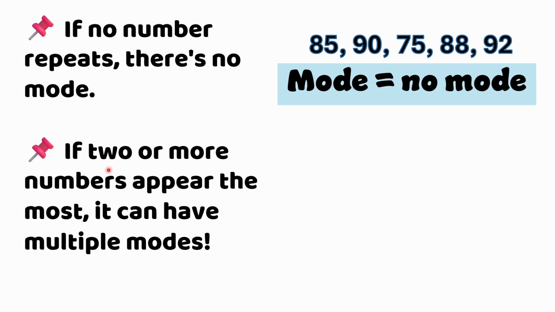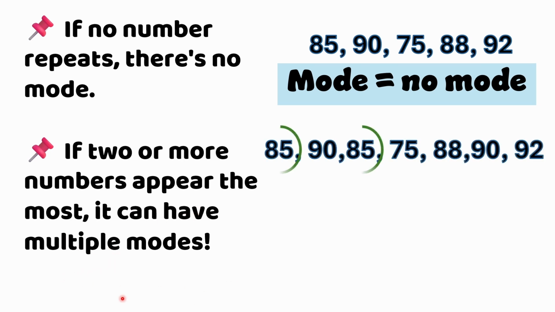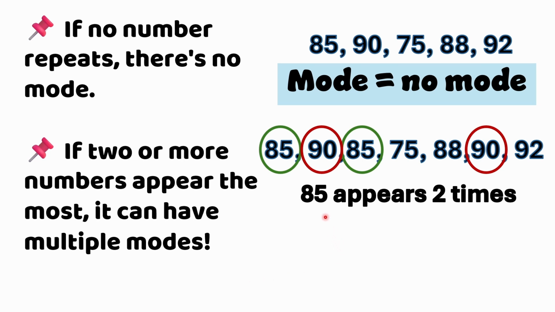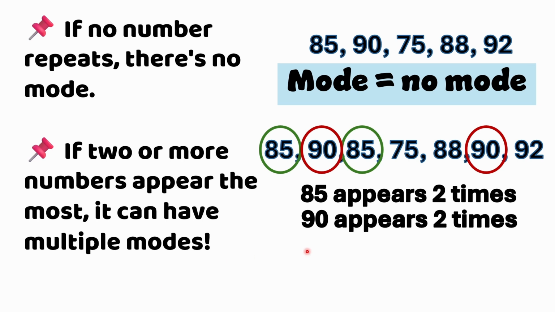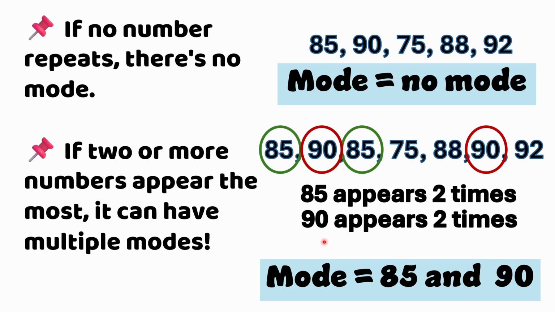Next situation, if 2 or more numbers appear the most, it can have multiple modes. Okay, we have 85, 90, 85, 75, 88, 90, 92. Okay, so let's observe that 85 appears 2 times and also 90 appears 2 times. It means we have 2 modes. We have 85 and 90.